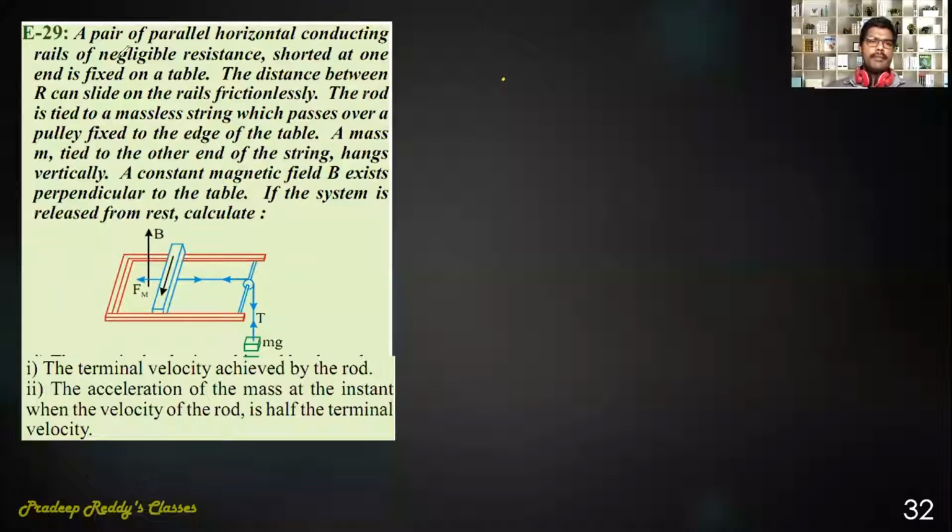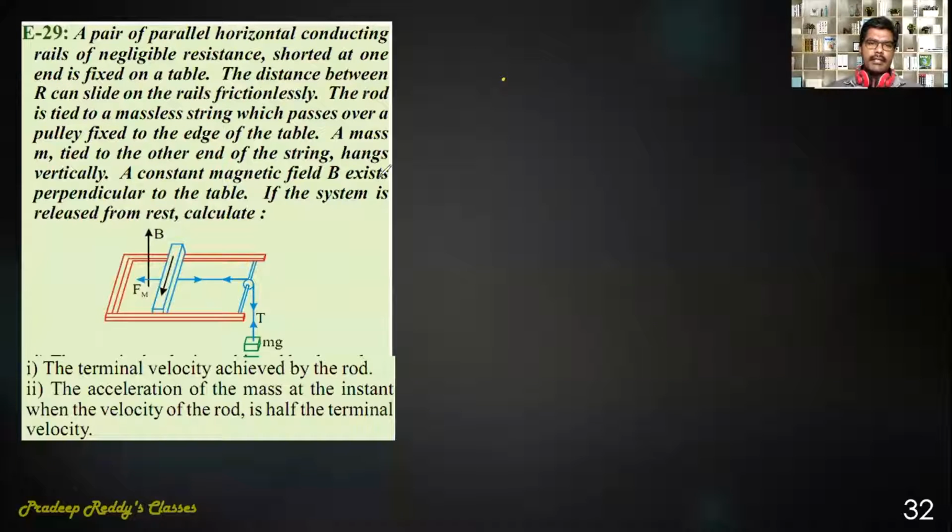Coming to this problem, a pair of parallel horizontal conducting rails of negligible resistance, shorted at one end, is fixed on the table. The distance between the rails is L, and a rod of resistance R can slide on the rails frictionlessly. The rod is tied to a massless string which passes over a pulley fixed to the edge of the table. A mass M tied to the other end of the string hangs vertically.